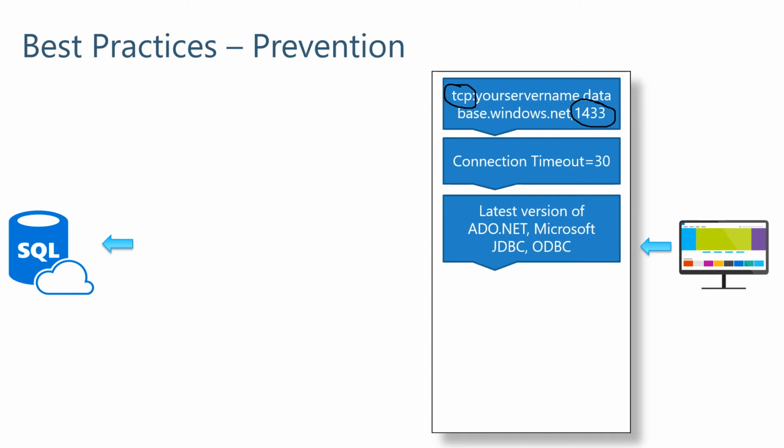A strong recommendation is to always use the latest version of .NET, Microsoft JDBC or ODBC. For example, with ODBC version 13, you are able to connect using Azure Active Directory. With previous versions of ODBC, you are not able to use Azure Active Directory.